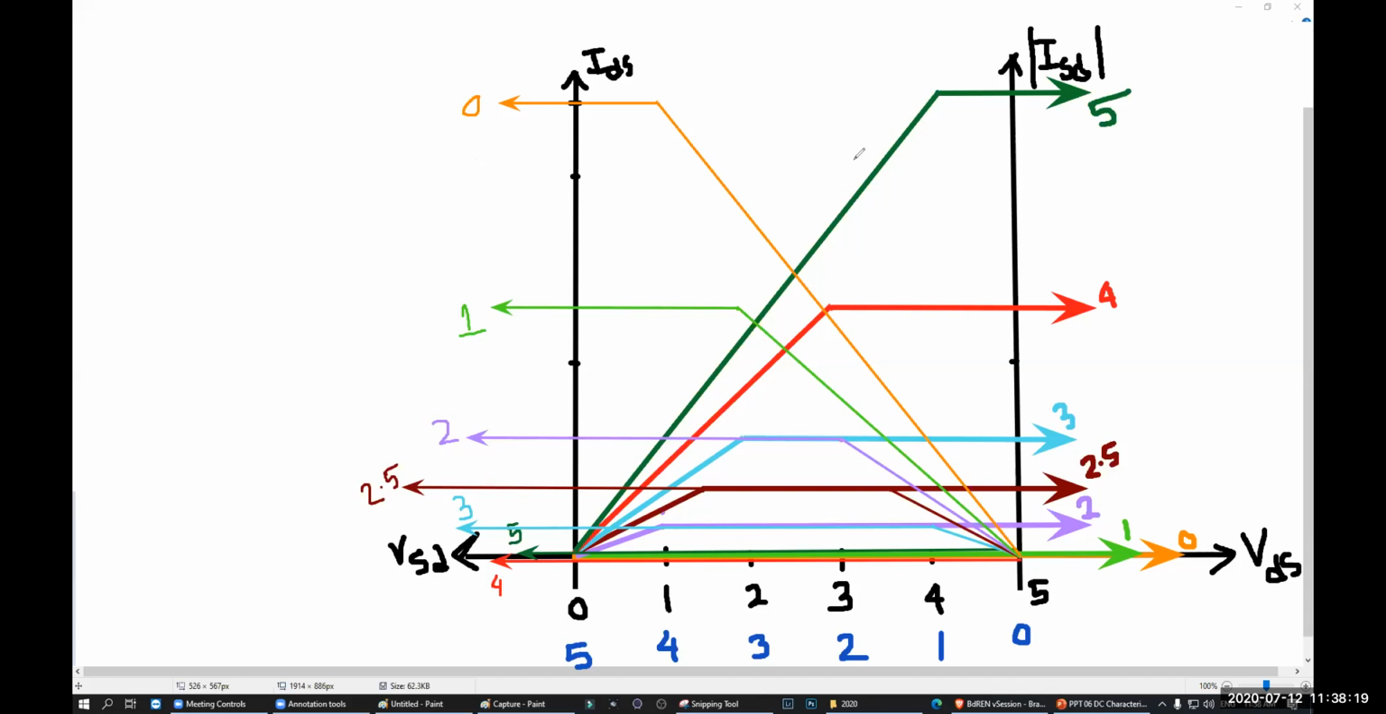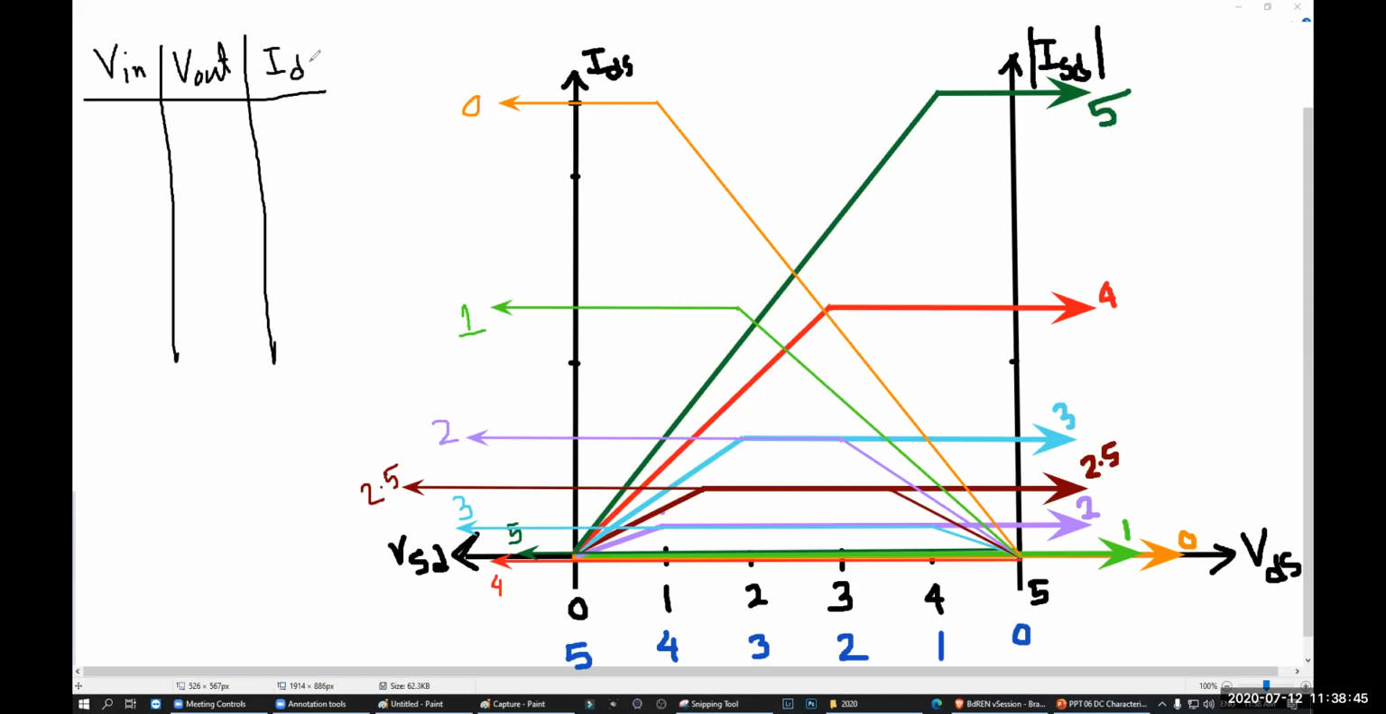Now we have to match the colors, okay? Not the color actually, the value, the 5, the inputs. These are actually your inputs. You have to match the inputs. So I have to write a table. This is your input, and that is your output. That is enough. Or you can take a current as well. Let's say IDS. You can value the current as well. So your input varies from 0, 1, 2, 2.5, 3, 4, 5. So we will fill up this table.